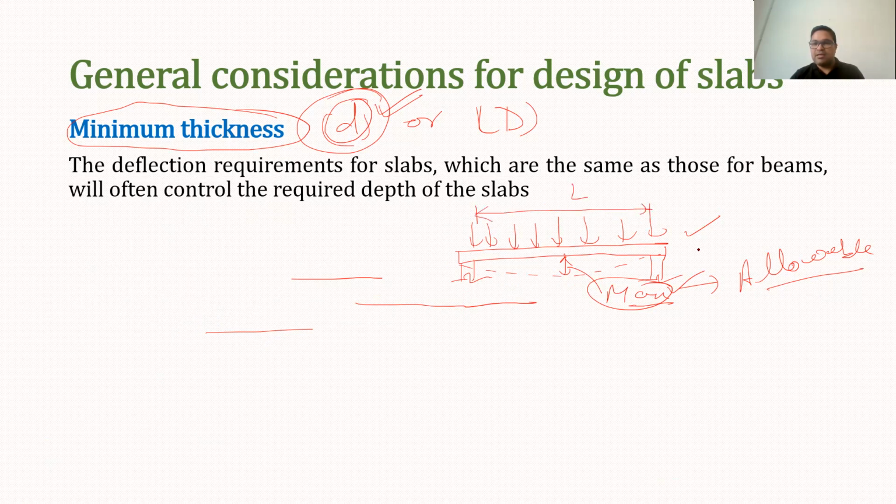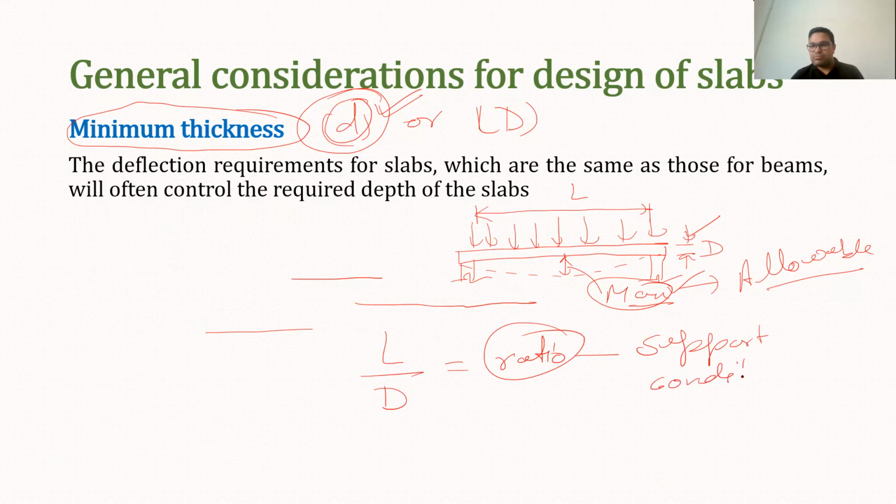say this is L, and this is the D ratio. So generally we develop a relation in terms of L by D ratio. So this ratio is generally dependent on the support condition. If we have a simply supported slab, then this ratio will be different. If we have a continuous slab, it will be different. If we have a cantilever slab, it will be different. So this ratio is directly given in the IS code.